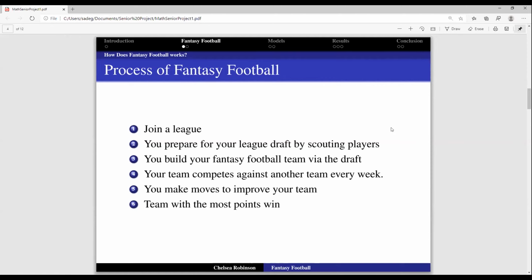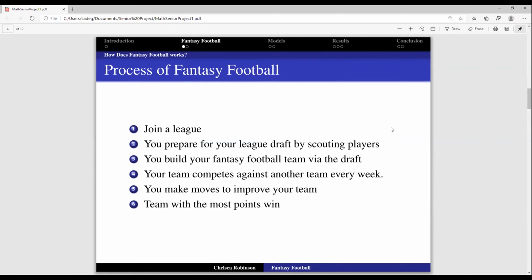Next, you build your fantasy football team via draft. You could do a snake draft or an auction draft. If you're playing for fun, you could pull names out of a hat, anything. And the fourth thing you do, your team competes each week against one another, and you calculate your points each week based upon the players' actual performance.